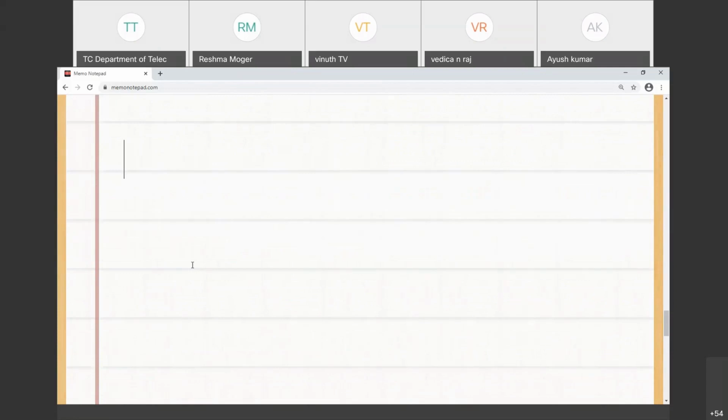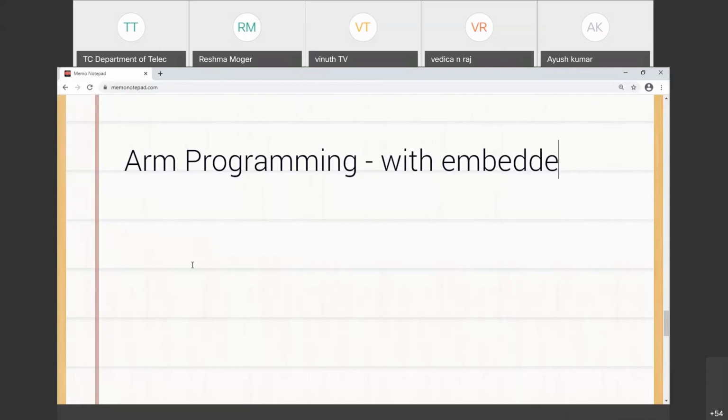Now, for example, let us start with ARM programming, ARM programming with embedded C. I need to write C code by utilizing the instruction set available in the ARM. Which ARM programming are we doing? I want to use the IO ports of the ARM processor and do certain programming. To do the IO programming, I need to know about the LPC.